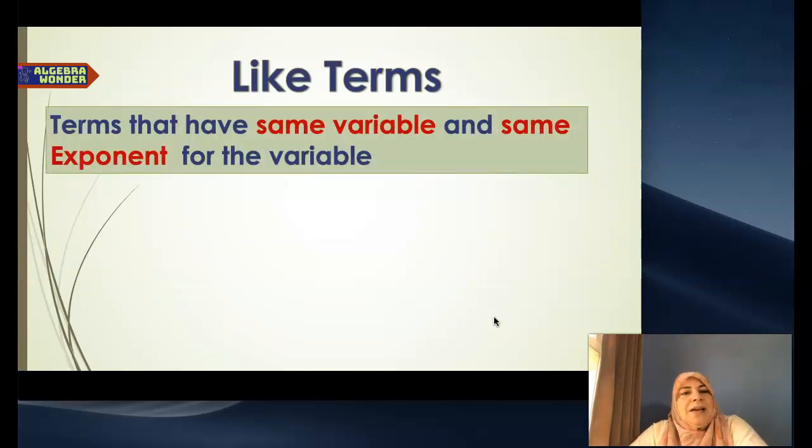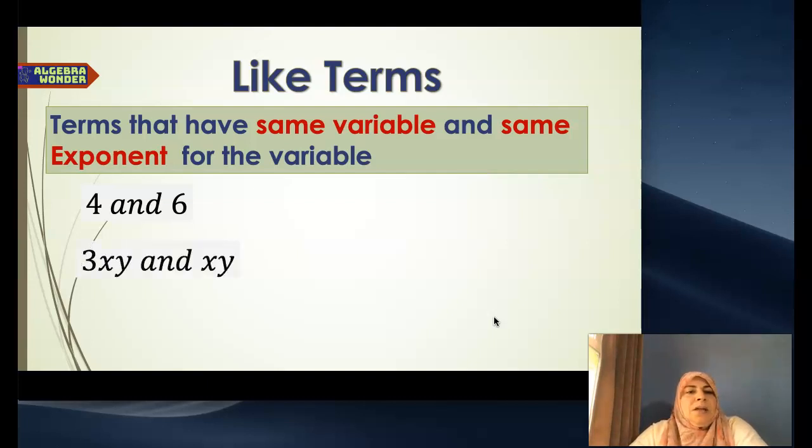Like terms have the same variable and the same exponent. So 4 and 6, both of them are constant numbers, so you can combine them. 4 plus 6 is 10. Then 3xy and xy, here we have to keep an eye on that. We have x and y, and also we have x and y, same variables, and the power is 1 for both of them, so the two terms have the same variable and same power, and you can combine them.